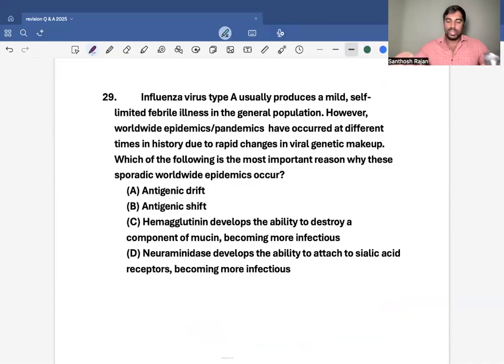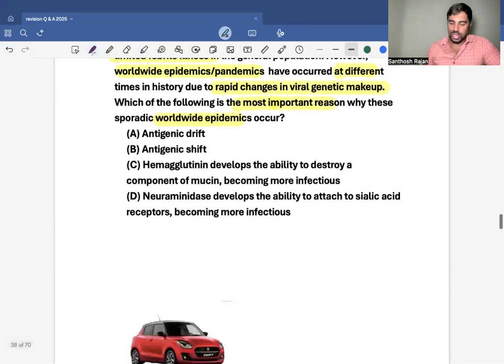Fine. Now, influenza virus type A. Look at this question. Influenza virus type A usually causes a mild self-limited febrile illness. However, worldwide epidemics and pandemics have occurred at different times due to rapid changes in the genetic makeup. Which of the following is the most important reason for this worldwide epidemic? So that is very important, and in expected questions, they always ask this.